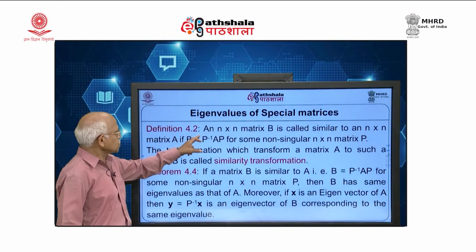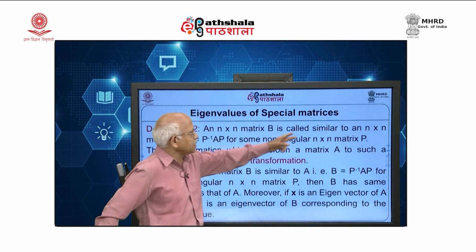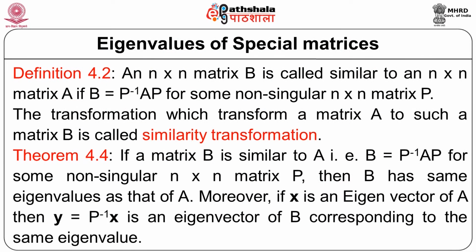Now, definition 4.2 says that an n cross n matrix B is called similar to an n cross n matrix A if B equals P inverse A P for some non-singular n cross n matrix P. So, this should be a non-singular matrix, then only P inverse will exist, and if this happens, I say that A and B are similar matrices. The transformation which transforms matrix A into B like this is called a similarity transformation. Similarity transformations play a very important role in math.